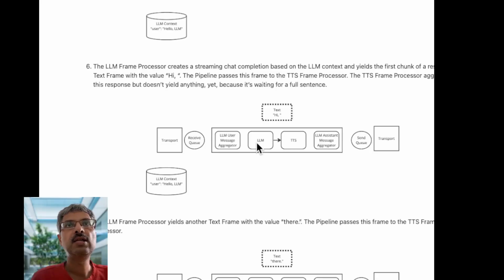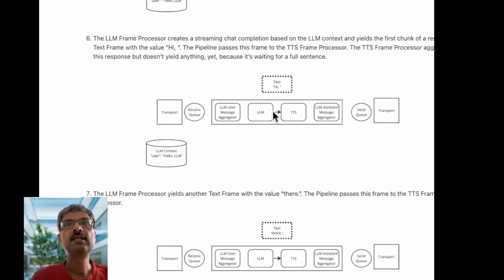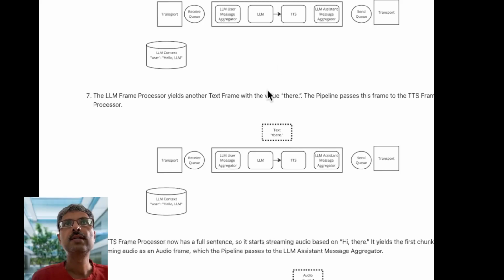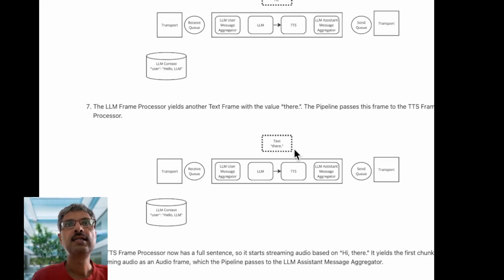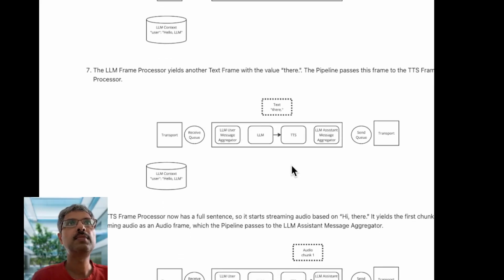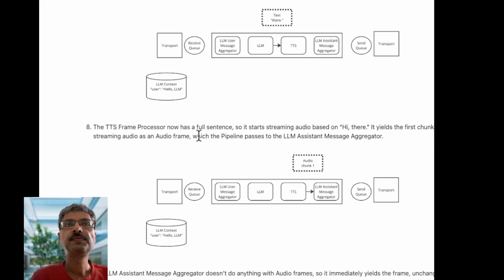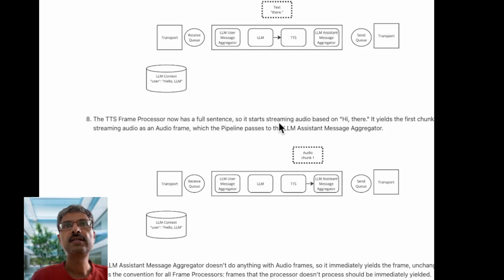Streaming means that as soon as it produces a token, it goes into TTS, and the TTS frame processor processes it. What it does is aggregate the response up to the point it sees a full stop, the end of a sentence. So it sees "hi", it doesn't do anything. It sees "there" with a full stop. That's when it empties the queue, processes "hi there", and converts the text into audio. The audio is again streamed to the next stage, so it starts streaming audio based on "hi there".